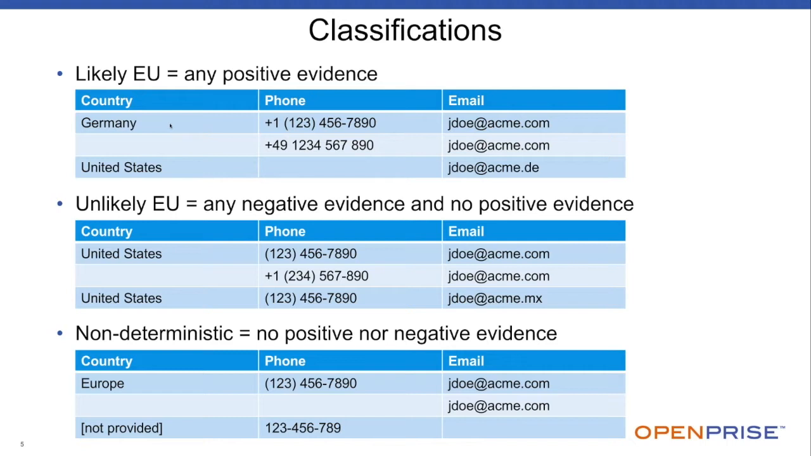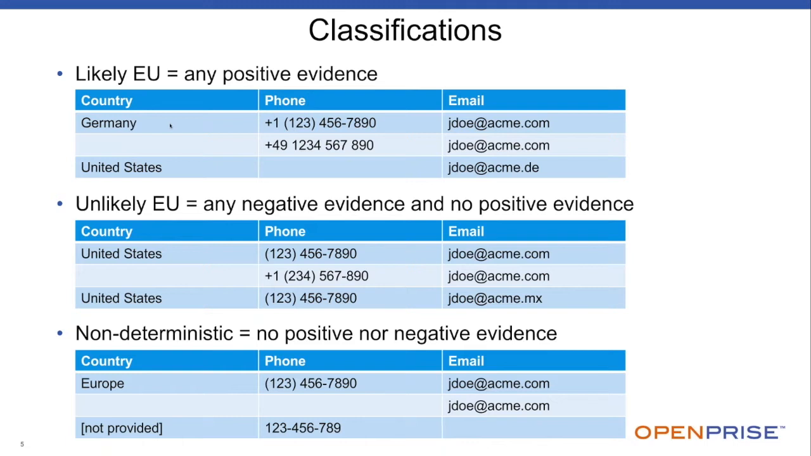Okay, let's dig a little bit into the classification logic before we go into the demo. Again, we put each record into 3 categories. The first one is likely EU, the second one is unlikely EU, and the third one is non-deterministic. Likely EU means we have found positive evidence that the record has something that tells us this person is likely EU.